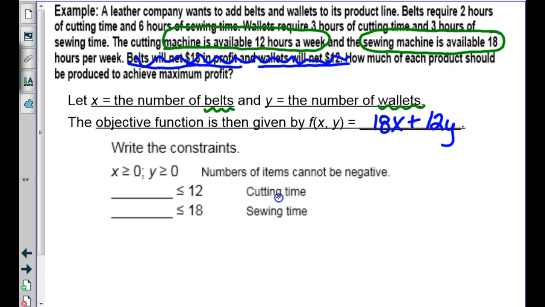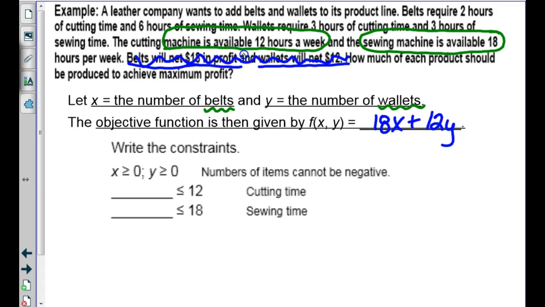Now it says cutting time. We only have 12 hours of cutting machine time available. Well, what do we know about cutting? You're used to saying belts require 2 hours of cutting and 6 hours of sewing, so you want to do like 2x plus 6y.